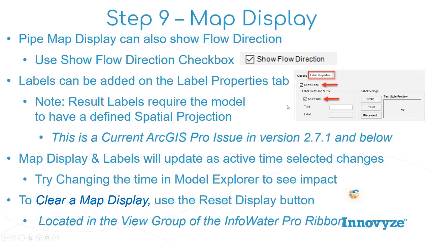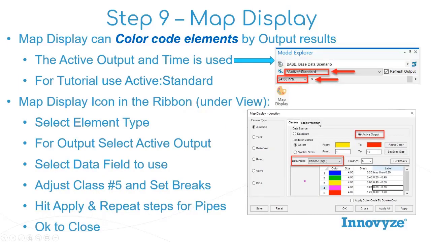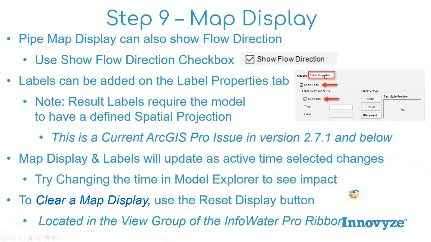So under the label properties, you can see there's classes, label properties. That's what we're talking about. If you go to your label properties, you can tell it, hey, I want you to label the value. And if I want to show the units associated with that, you can do that there. The map display and labels will update as you change your active time and/or your active output, as long as those fields are still available. So try changing the time just so you can see those color-coded changes.